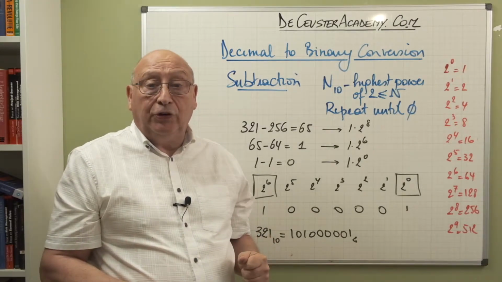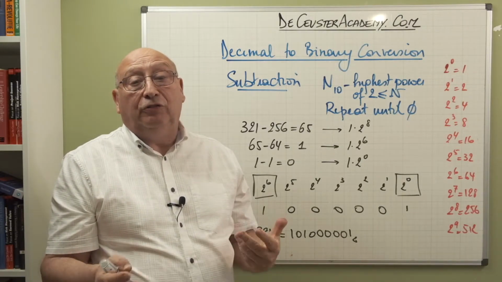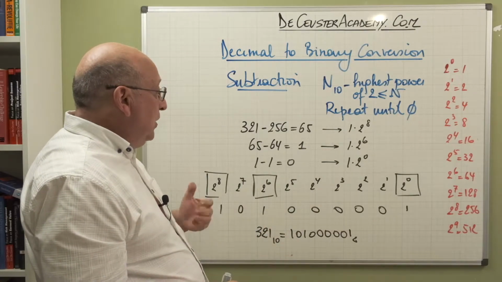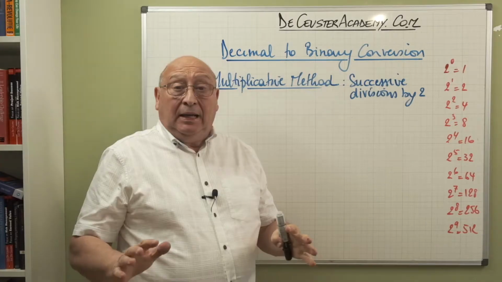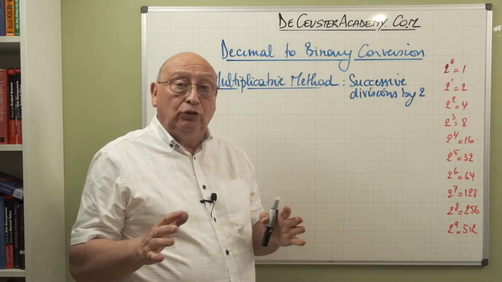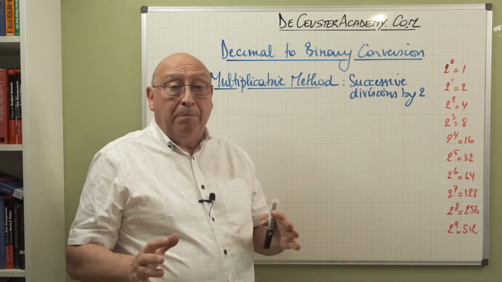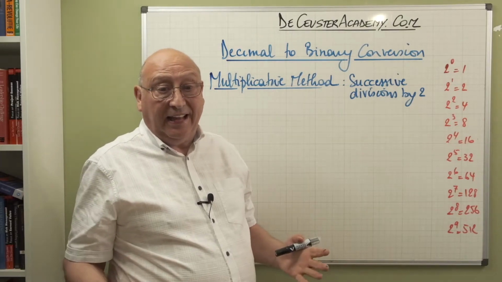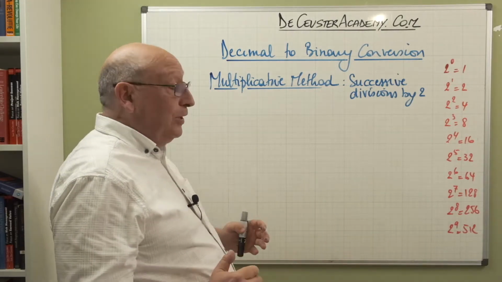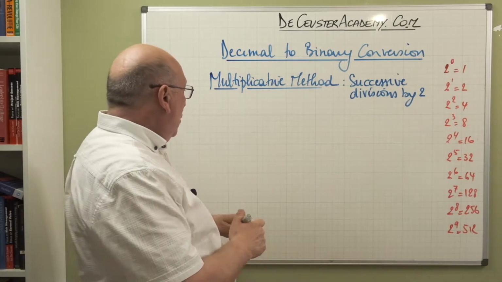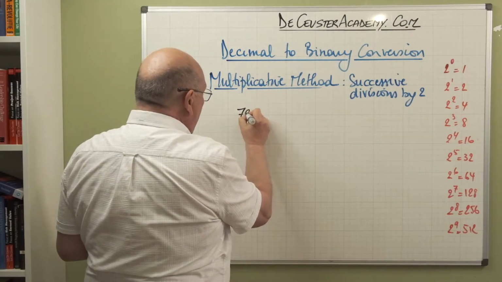We will have a look now at the division, the multiplicative solution to find the binary conversion. Let's have a look at the multiplicative method. Here we're going to divide the number by 2 until we reach the 0 again at the end. Basically what we're going to look into are the remainders of the division. So we start with the number 79.